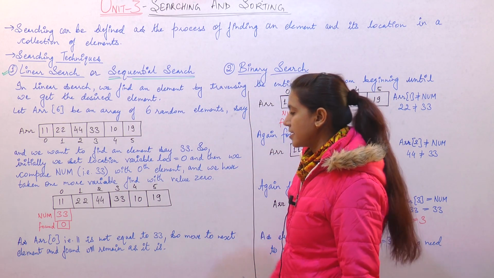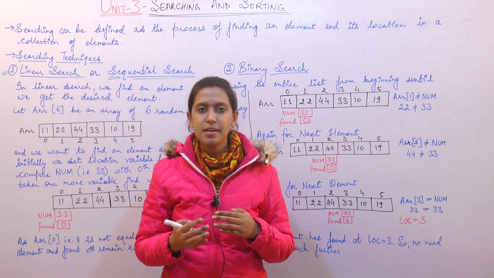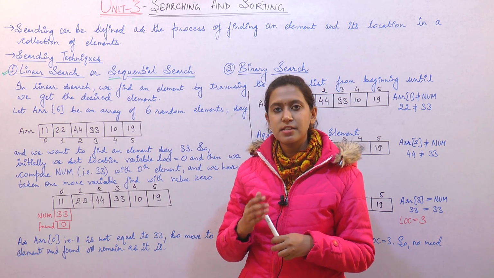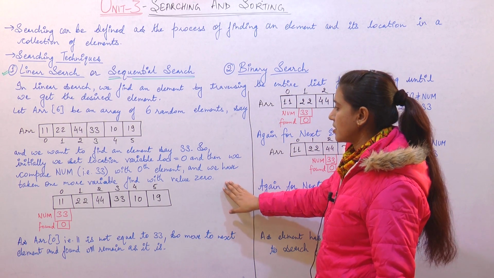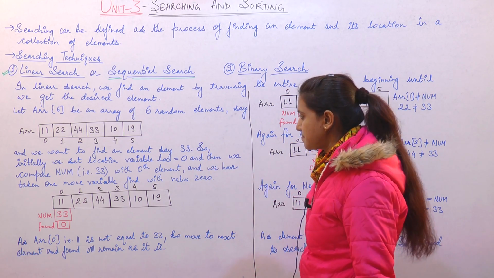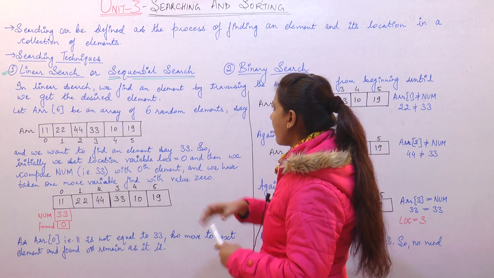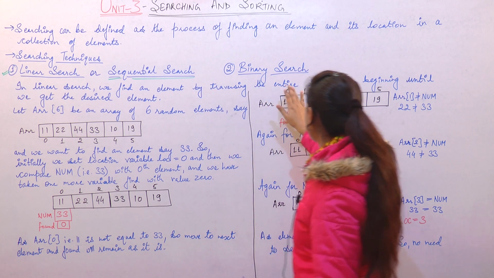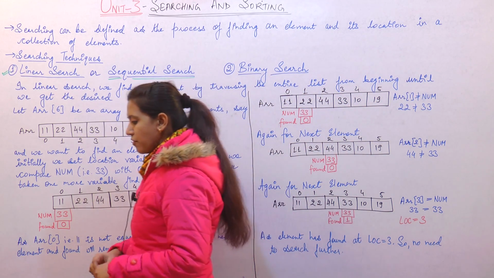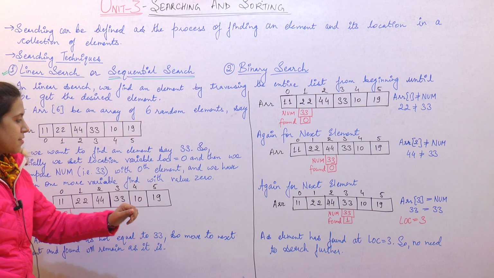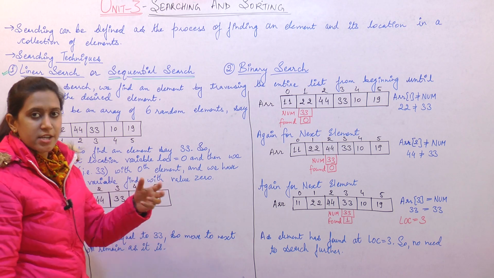As the name suggests, in linear or sequential search we search for an element from a collection of elements in a sequential manner, one by one. Let's understand this with an example. In linear search we find an element by traversing the entire list from the beginning until we get the desired element.